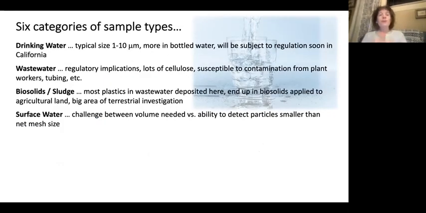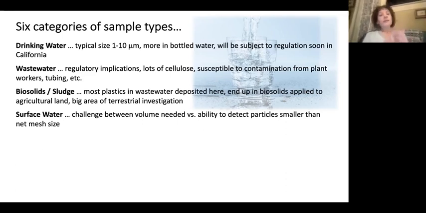So there are roughly 6 categories of sample types when it comes to microplastics. Drinking water. Typically, in drinking water, you're going to find really small microparticles. Some studies show that there's more in bottled water, but it's also present in tap water. I make a note that this will be subject to regulation soon in California. When I say soon, I mean later this year, but that would be a whole other presentation too.